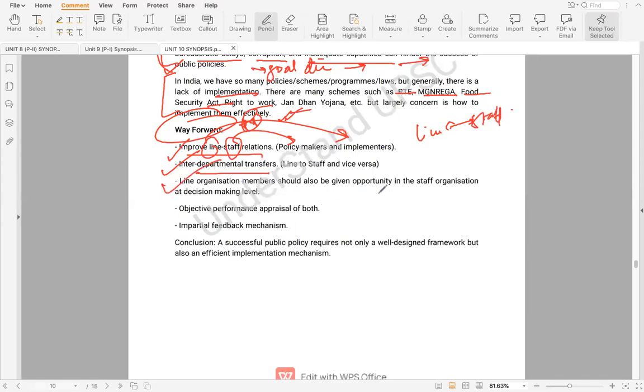Line organization members should also be given opportunity in the staff organization at decision making level. This is nothing but to give the experience of both. Objective performance appraisal, impartial feedback mechanism. Also talk about other things. So for example, policy design, how can we make it better?